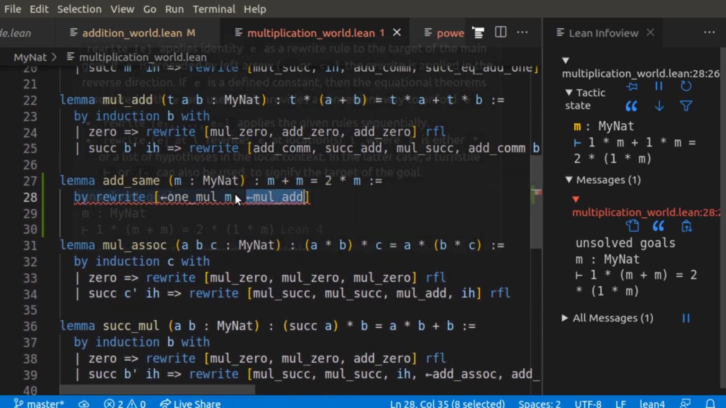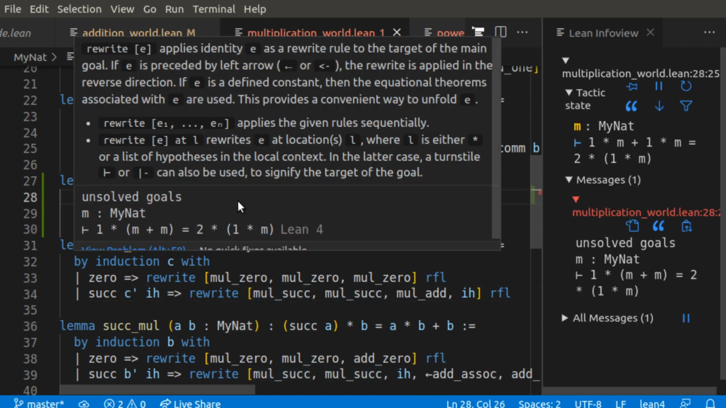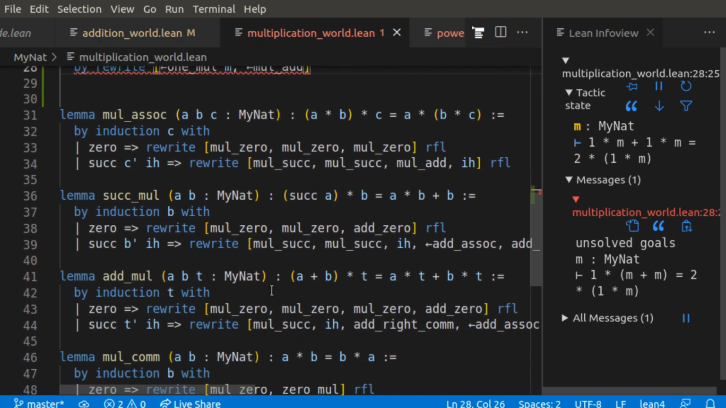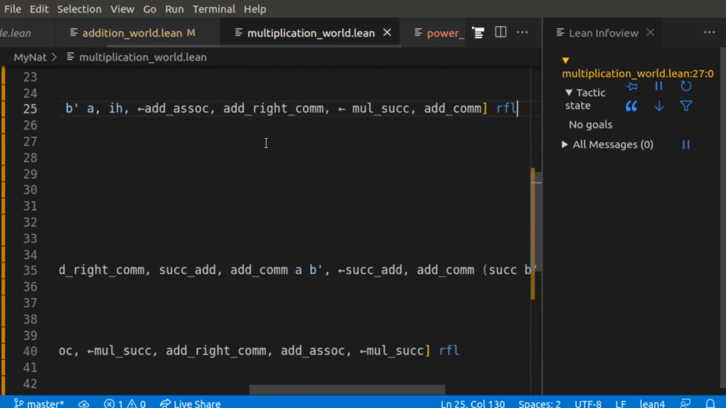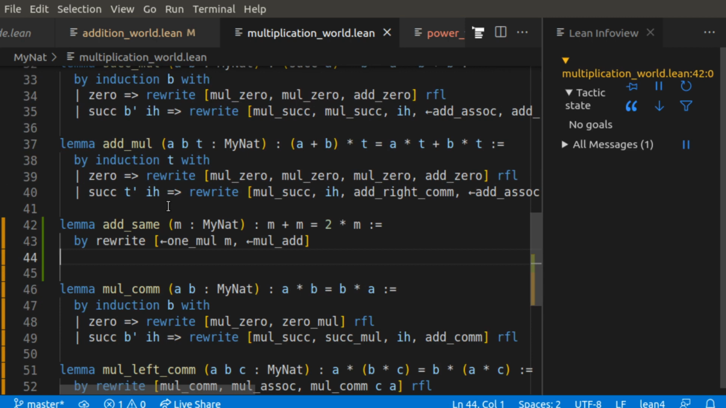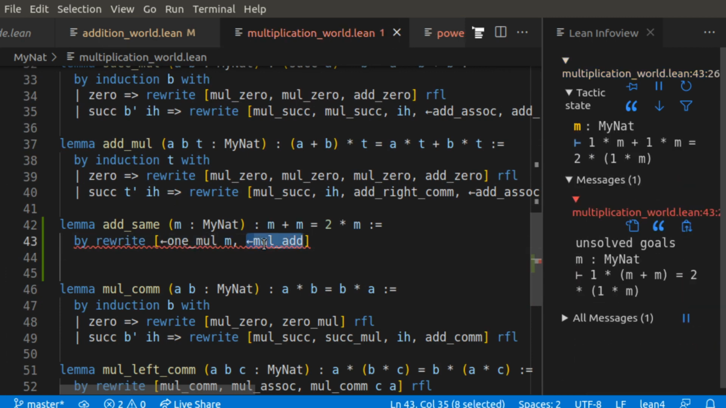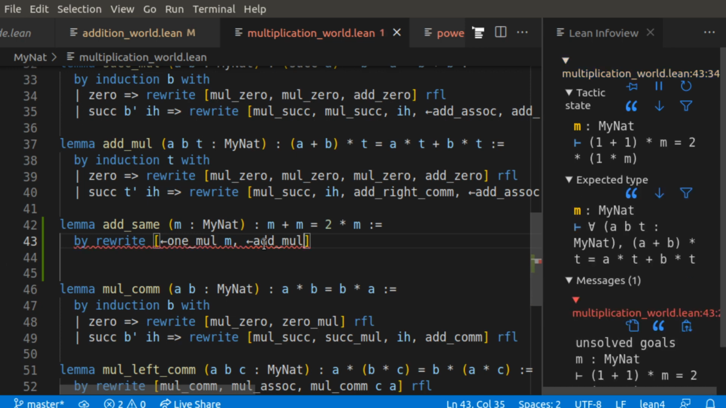Okay, so at this point we have 1 times m, 1 times m. We want to combine the 1s. Oh, so we want to use add mole, not mole add. Okay, let's move this down here. Heck yeah, okay. Now we have 1 plus 1. Now we should prove 1 plus 1 equals 2.